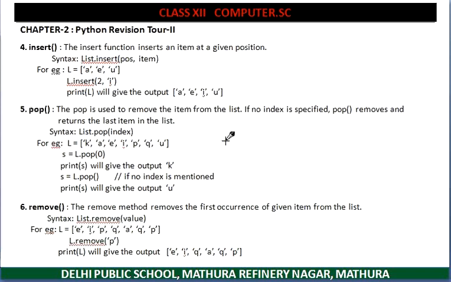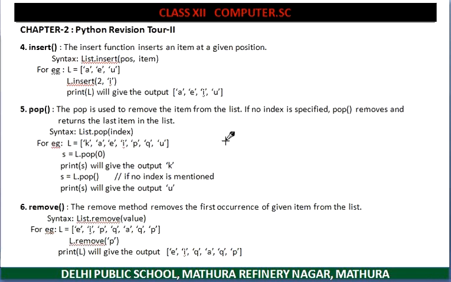Now pop. The pop function is used to remove an item from the list according to the index. If no index is specified, it will remove the last element. Syntax: list.pop(index). If you write S = L.pop(0), it will remove the first item, that is K. If you write S = L.pop(), here no index is mentioned, so it will remove the last element, that is U.